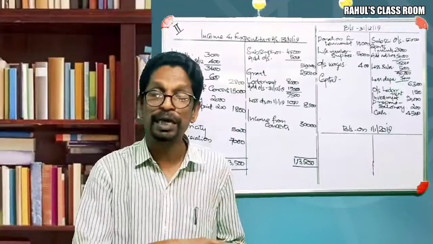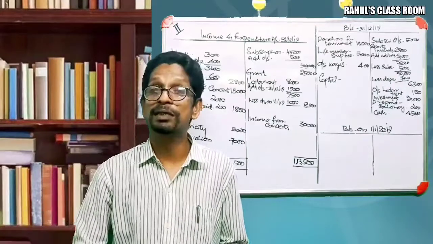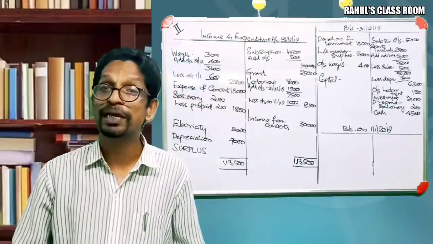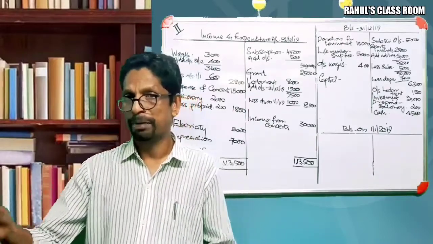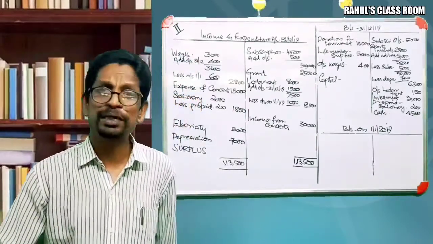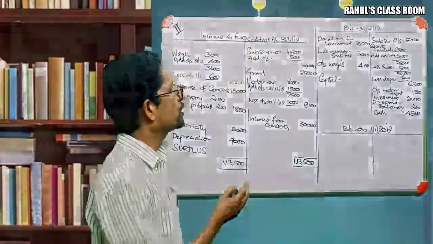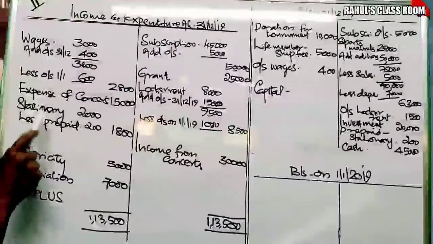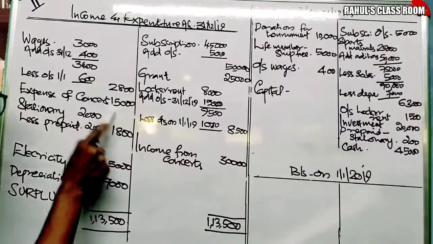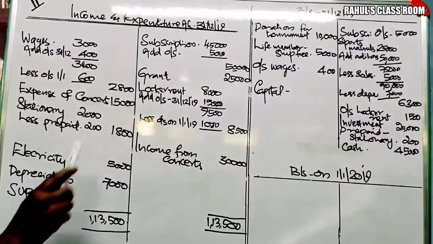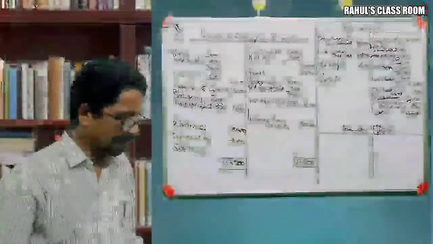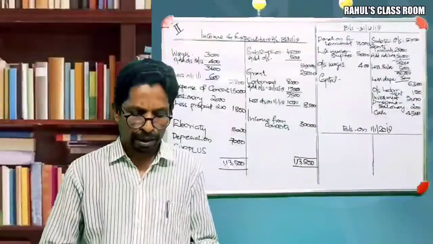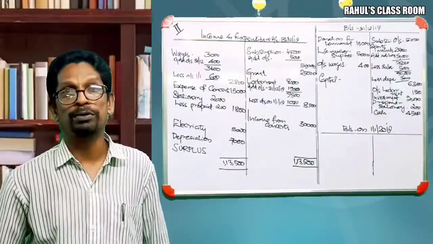Next item, the expense of concerts. On the opposite side, we can see the income from concerts, but now the expense of the concerts, that is the programs we mentioned, like the magic shows, etc. Okay, so it's a normal expenditure. So we are showing this item on the debit side, say expense of concerts rupees 15,000. Expense of concerts rupees how much now? 15,000.